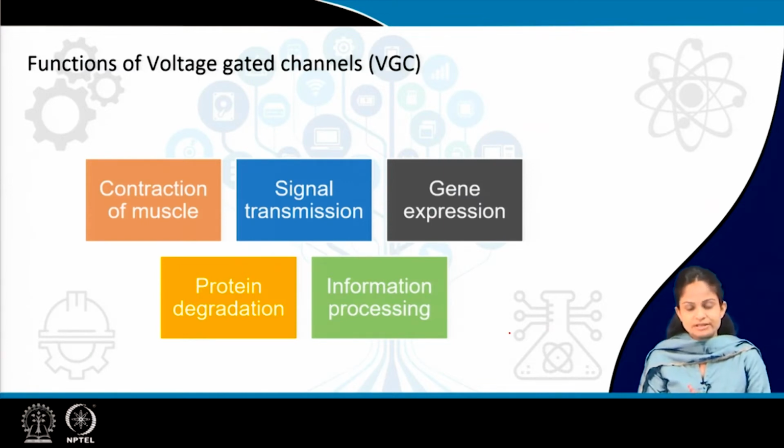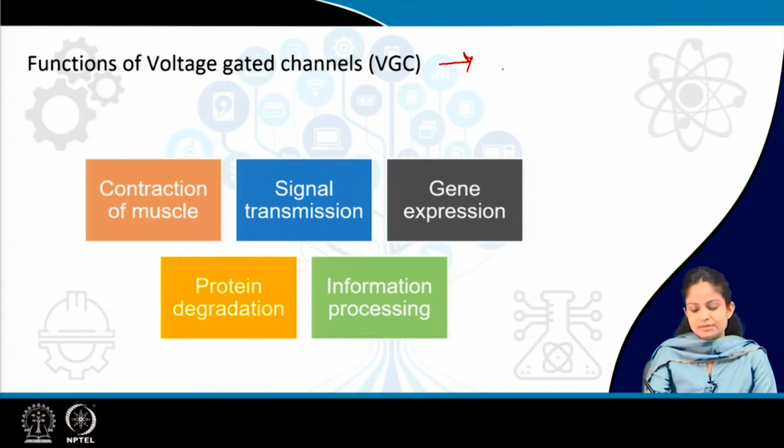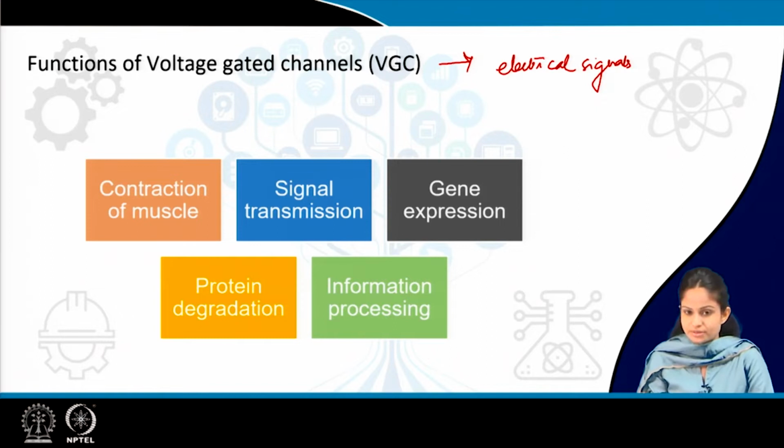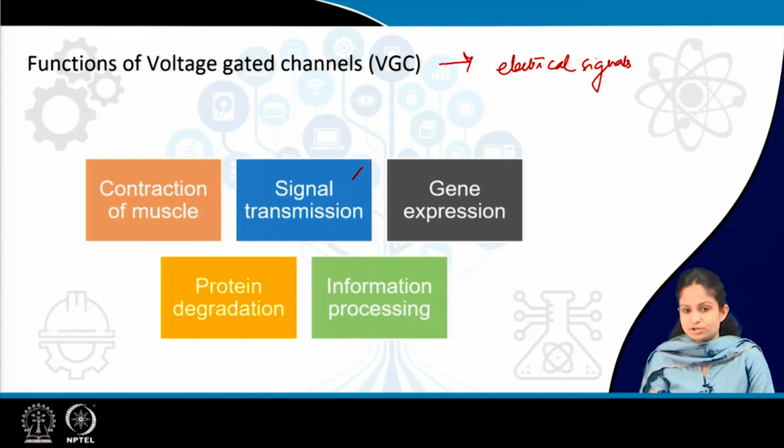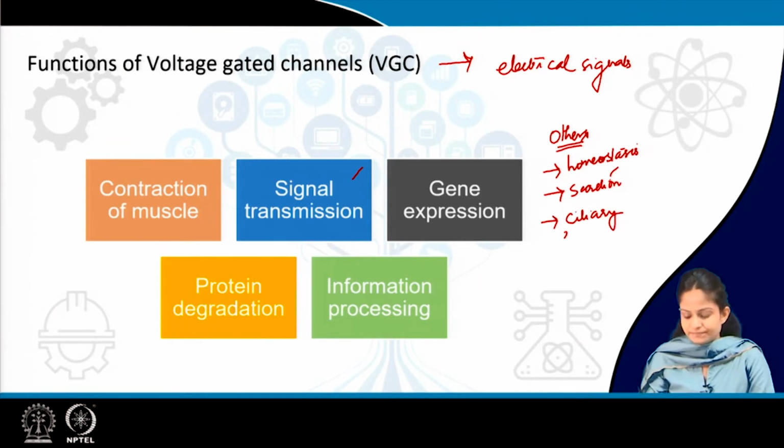Now, the functions of voltage gated channels. In general, they are mainly meant for the conduction of electrical signals. Why is this conduction of electrical signals required? It is mainly required for muscle contraction, signal transmission, gene expression, protein degradation, and information processing. These are a few important functions done by the voltage gated channels. Apart from these, there are other functions also, like maintaining homeostasis, then secretion, then ciliary motility, ciliary functions mainly. These are also done by the electrical signal transduction by the voltage gated channels.